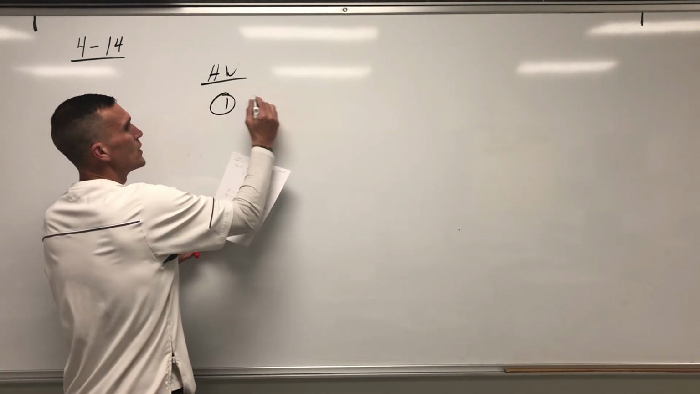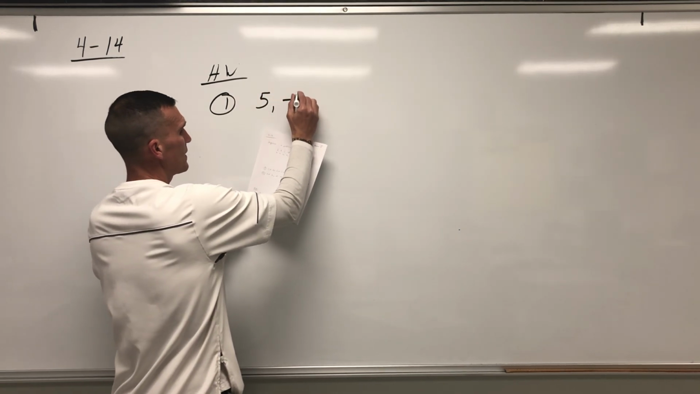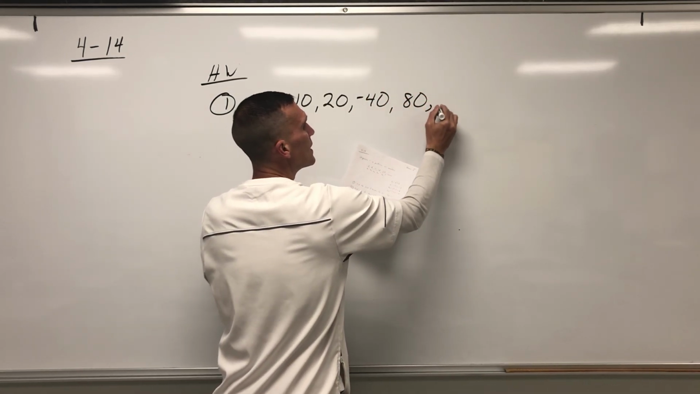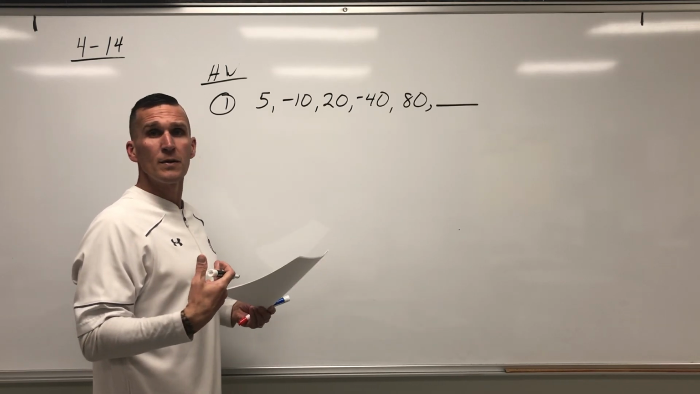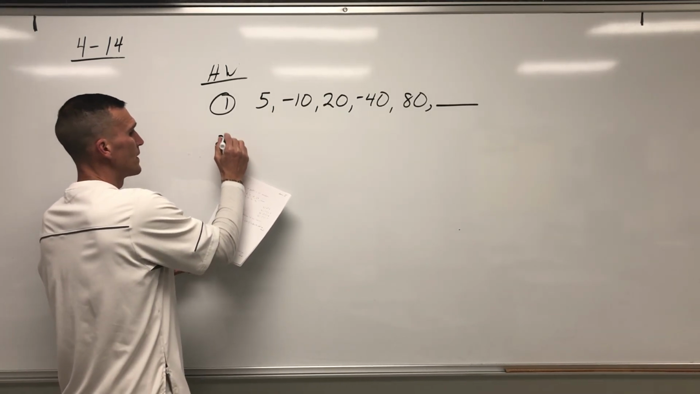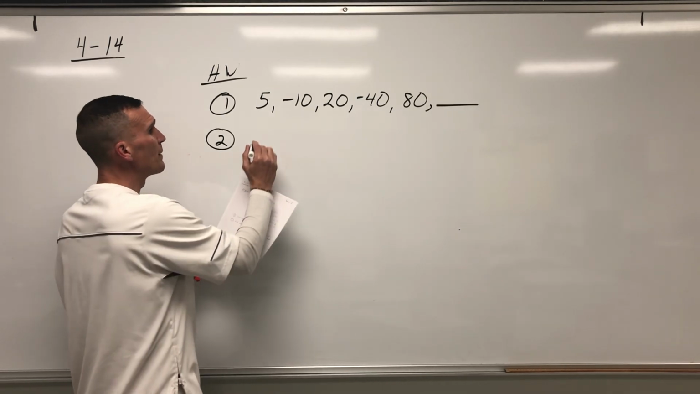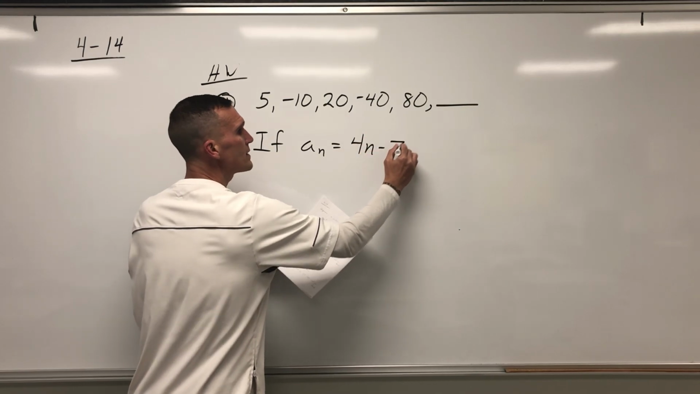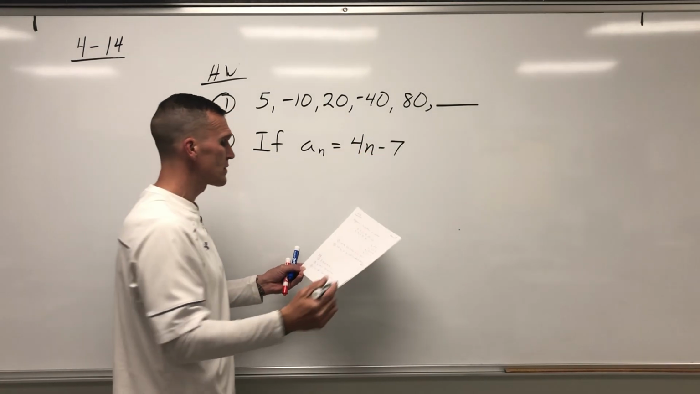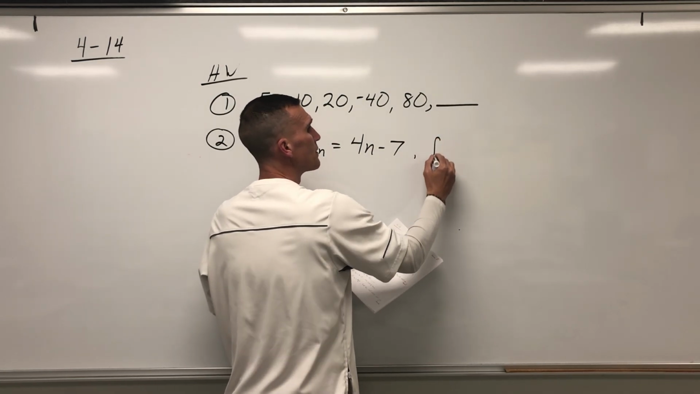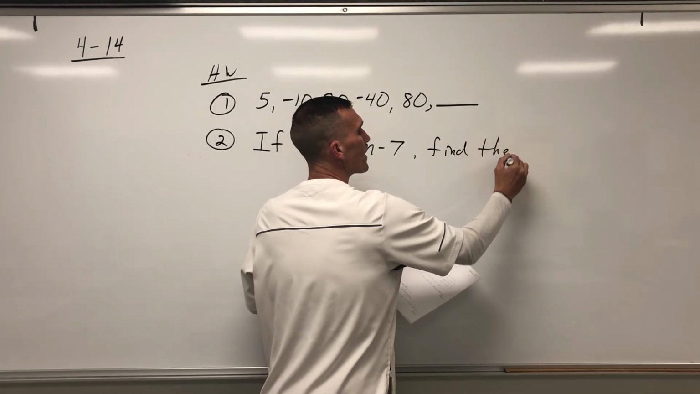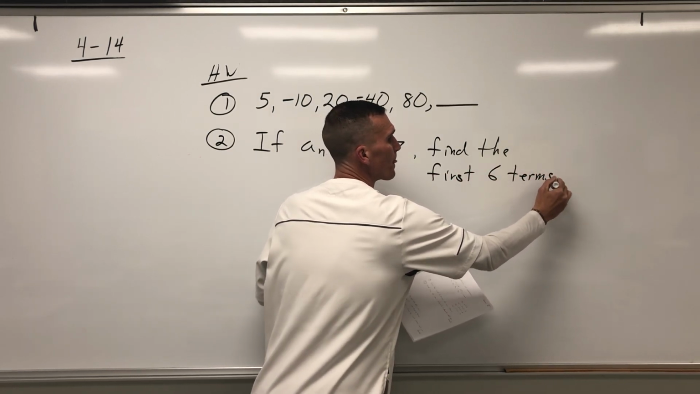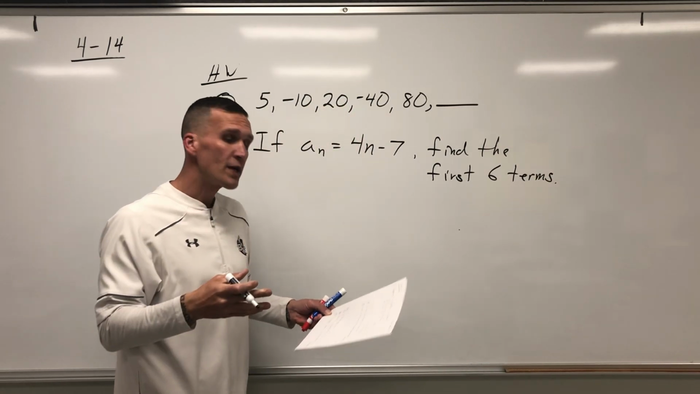But number 1, you're going to have this sequence: 5, negative 10, 20, negative 40, 80, and you're going to find the next term. So we're just going to be able to find the next term of a sequence. The second example, I'm going to say if a sub n equals 4n minus 7, so I'm going to give you the rule for the sequence. You're going to find the first 6 terms. And please make sure you're using correct notation.